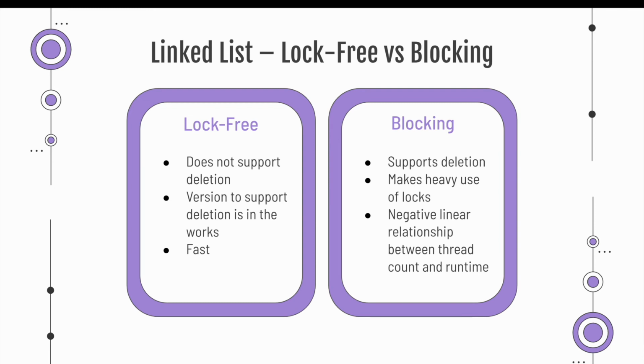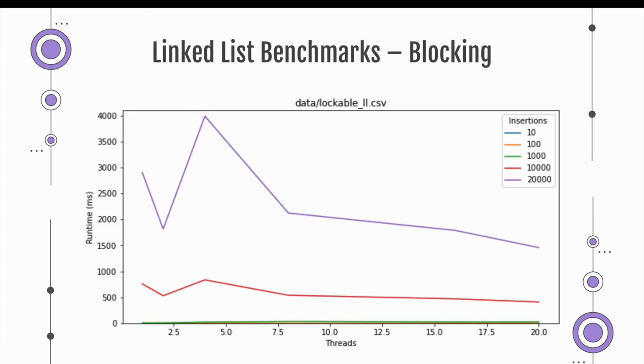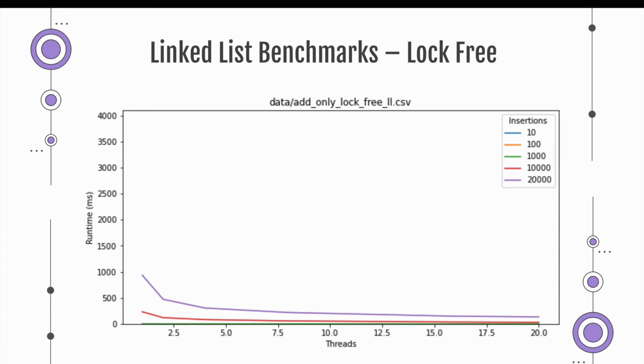The blocking implementation utilizes hand-over-hand locking and supports deletion. Unfortunately, this has a negative linear relationship between thread count and runtime because of its heavy use of locks. We now present benchmark data for our blocking implementation, where we can see terrible performance as thread count increases, spiking at 4,000 milliseconds with 4 threads and 20,000 insertions. On the contrary, our add-only lock-free implementation scales beautifully with thread count, taking less than 500 milliseconds to insert 20,000 elements with 4 threads.